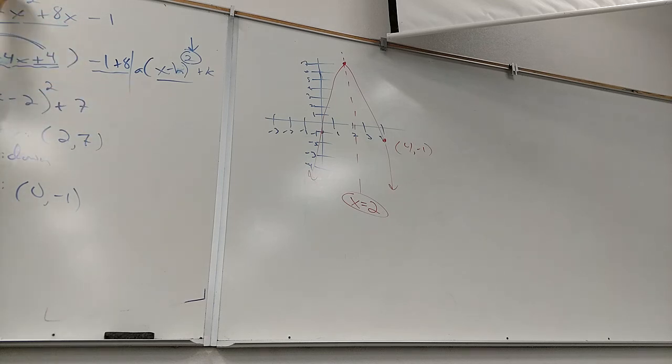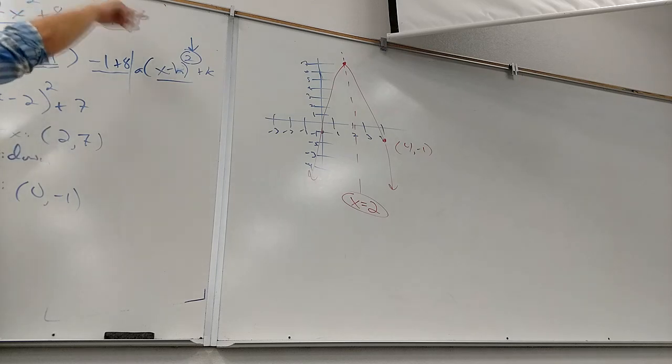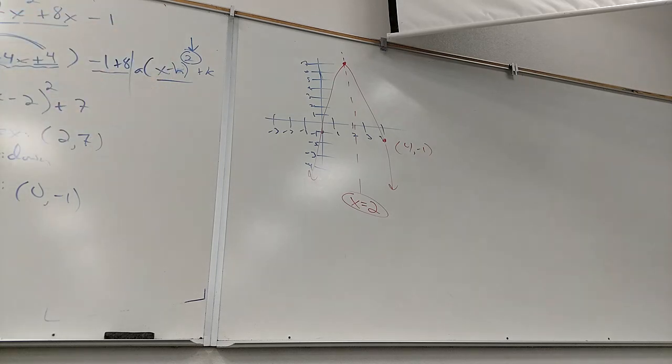So I get -2 times 4 squared, which is 16, plus 8 times 4. Well, that's -32 plus 32. That's 0. Minus 1 is -1. Yeah. So you can check your work. You can take a point you got a different way, plug it in and see if it works. That tells you, yes, that is true.